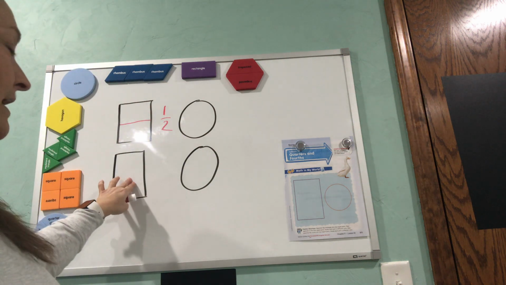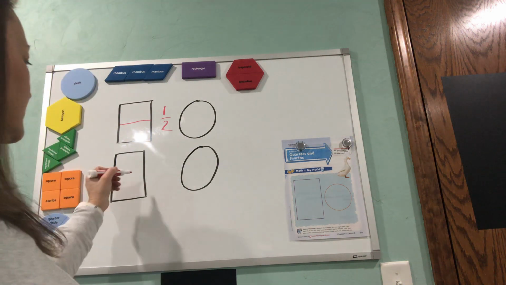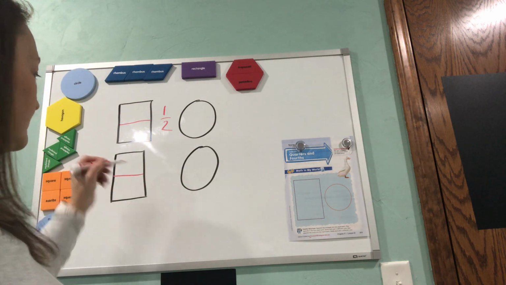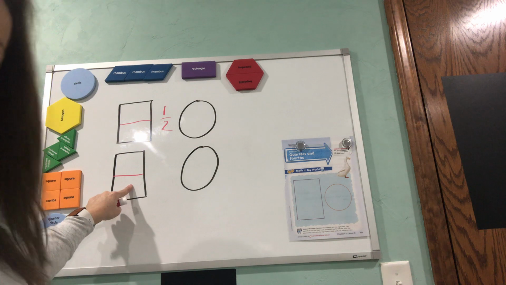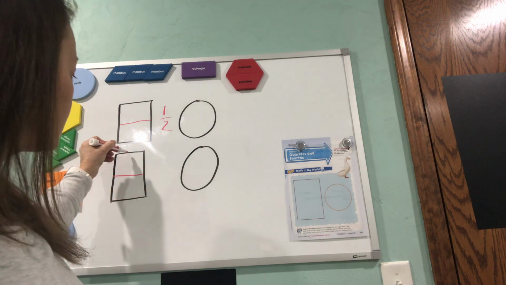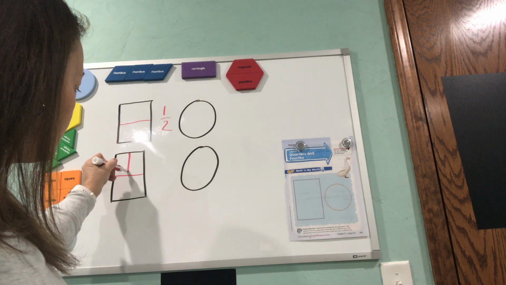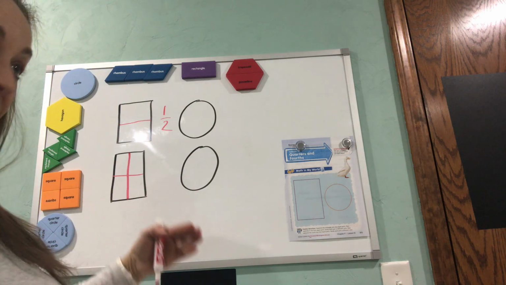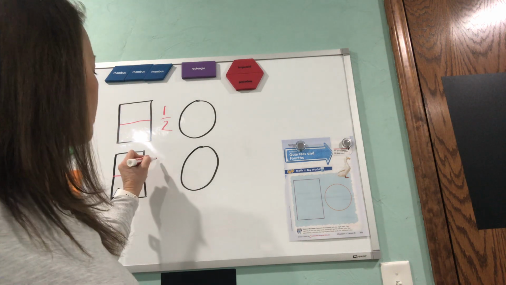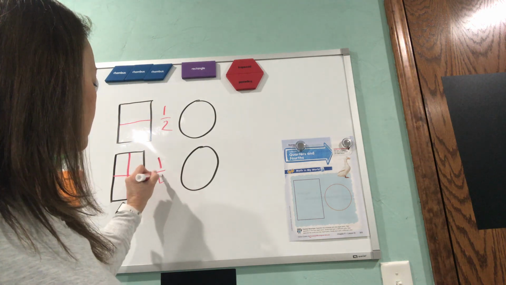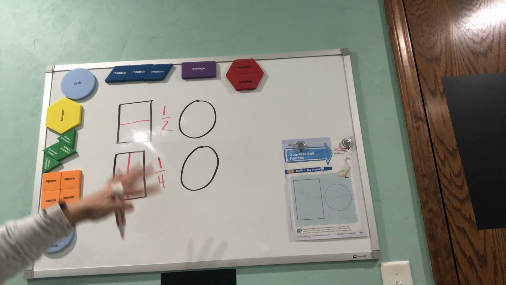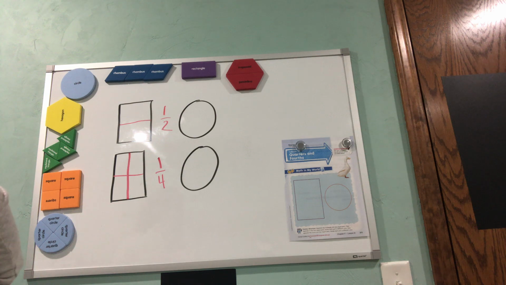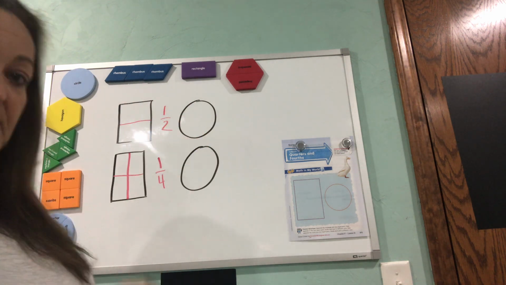If I go down here and I want to do 4 equal parts, I'm just going to put it in half again. So I have 2 equal parts. That's what a half is, 2 equal parts. Then I'm just going to go right down the center. So now I have 4 equal parts, fourths or a quarter. So when I write that one, that fraction is a fourth. There's a fourth there. So over here I'm going to do the same thing with my circle.